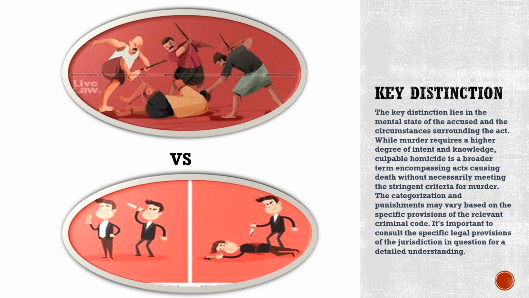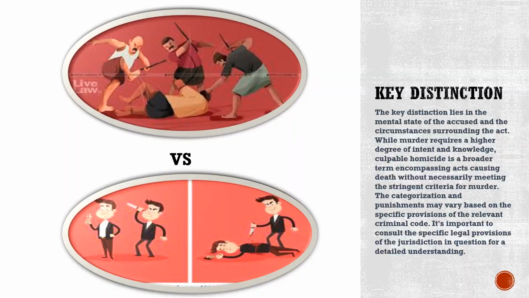In culpable homicide, they might harm the person, they might use sticks, they might punch that person, but they would not have the intention of killing the person, like to cause death. They would not have thought about that. But in murder, the intention is clear. The intention and the knowledge both are clear actually. So murder needs a higher degree of purpose and knowledge.